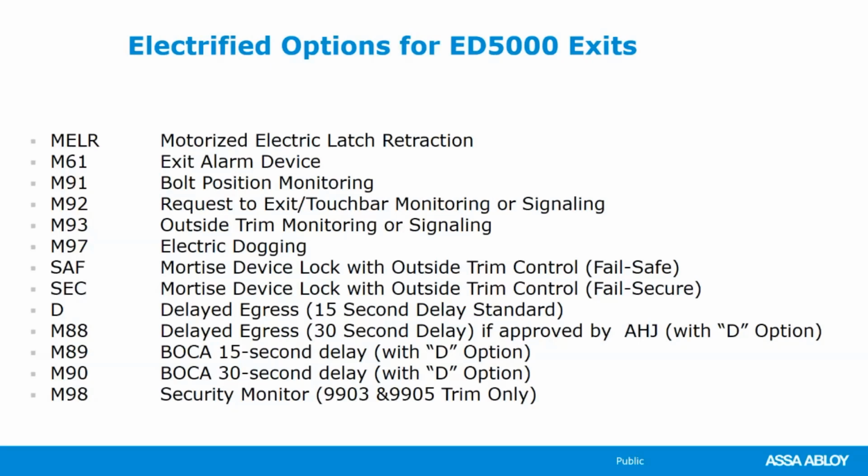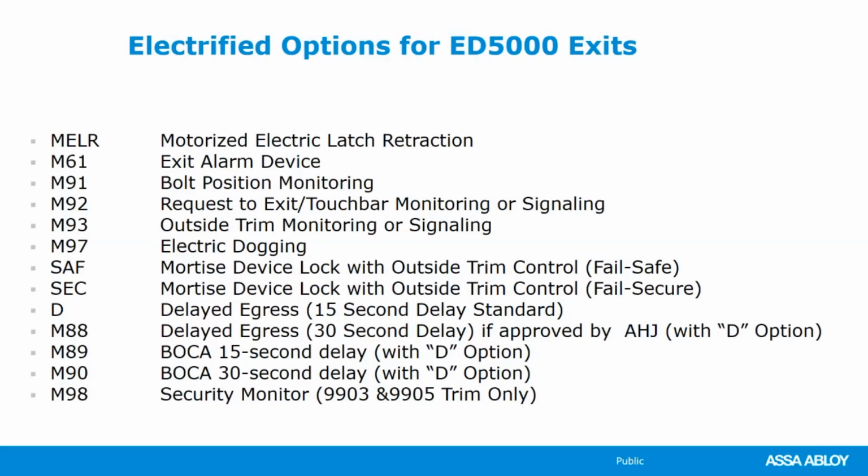Outside trim monitoring. If you turn the lever on the outside, that's our M93. That'll send a signal to the access control system. Electric dogging, M97. What that is, it's an electromagnet inside behind the push rail. When you depress the push rail, it holds it retracted. Loss of power will release that, and the bar will come back out and the latch bolt will project. That is the only way that you can dog a fire-rated device, was with electric dogging or electric latch retraction.